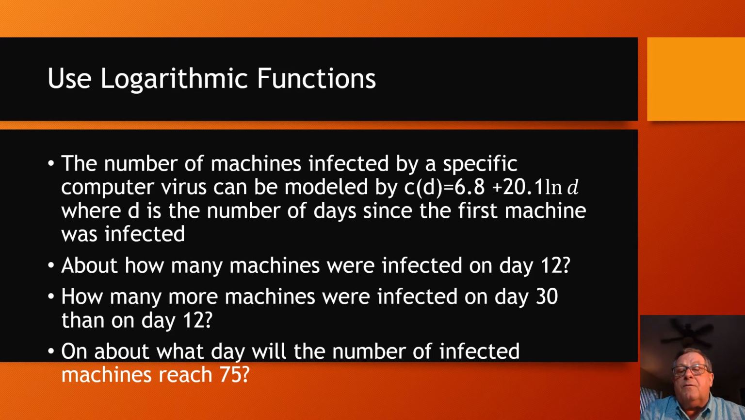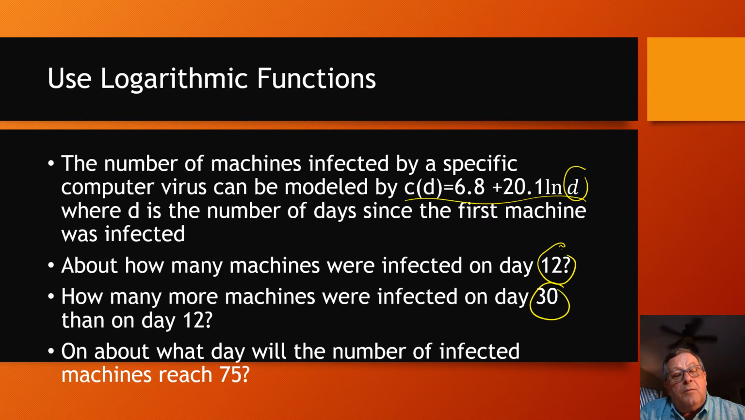But how many machines were infected on day 12? Well, all we really got to do here is substitute 12 for D right there, and we can solve that. And then the next one is how many more machines were infected on day 30 than on day 12? Well, we're going to substitute 30 for D, but then we're going to take whatever answer we get from this function equation, and subtract it from what we found on day 12. That's going to tell us how many more.